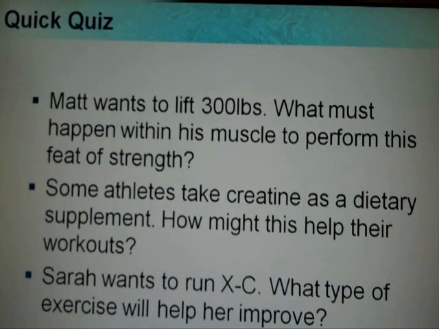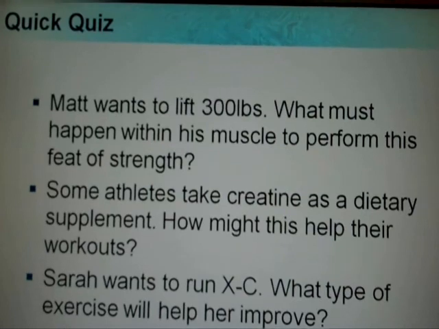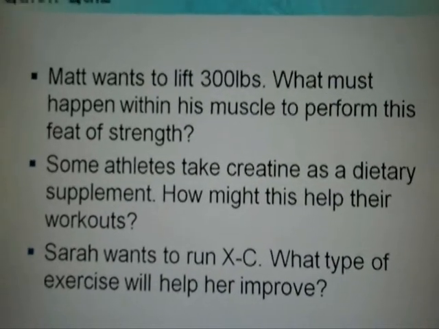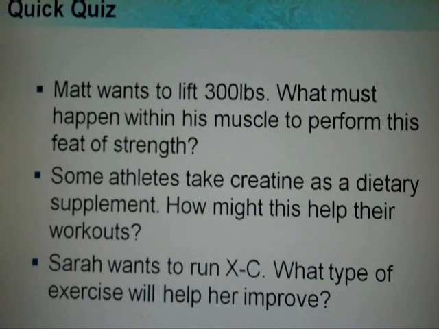So Matt wants to lift 300 pounds. What must happen within his muscle to perform that strength? Well, at least 5 things, right? The first thing is he has to have the ATP present. The second, he has to be able to have optimum length-tension relationships. The third, he has to be able to recruit as many motor units as he possibly can. The fourth, he has to be able to sum as much strength as he can. And last, he has to have a lot of white, powerful muscle cells for that burst of strength.